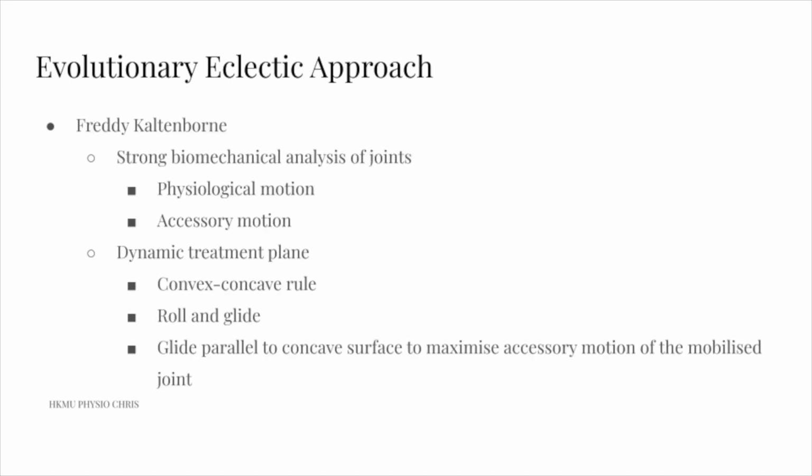Frederick Kaltenborn is one of the main mentors of Brian Mulligan, and the Kaltenborn approach has a strong biomechanical analysis of joints. It talks about physiological motion as well as accessory motion. There's also the dynamic treatment plane. We need to know that for every synovial joint, there's usually a convex surface and then a concave facet, and the convex and concave relationship of the synovial joint will dictate how the joint rolls, spins, or glides. For the Mulligan concept, the glide needs to be parallel to the concave surface to maximize accessory motion of the immobilized joint.